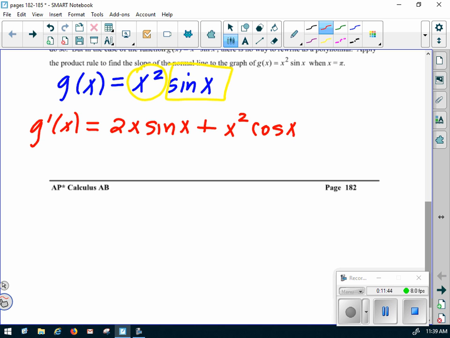Here we go. We want to find the slope of the normal line when x equals pi. So what do I have to find first? I found the derivative. I need to find the derivative at pi. Yeah, so let's find g prime of pi.